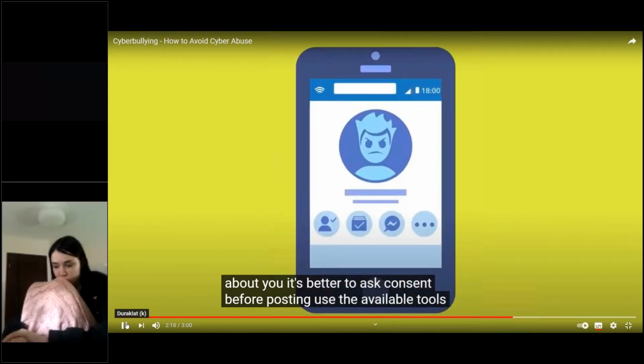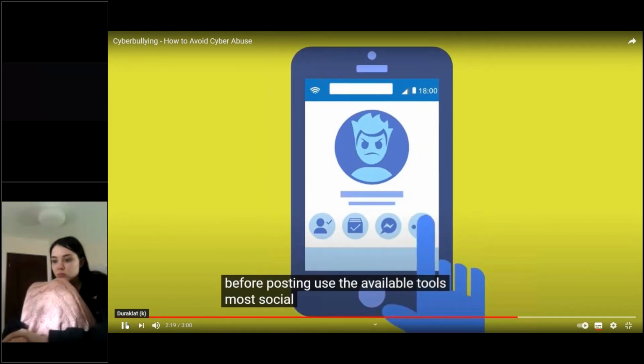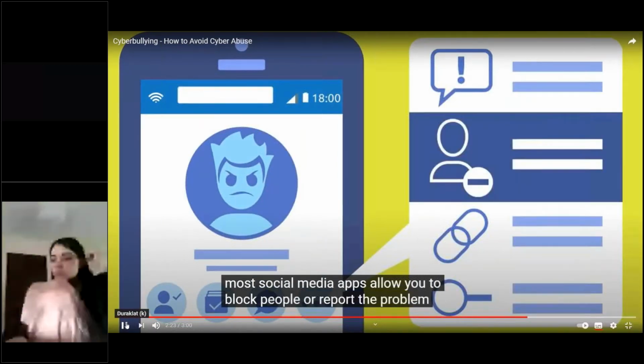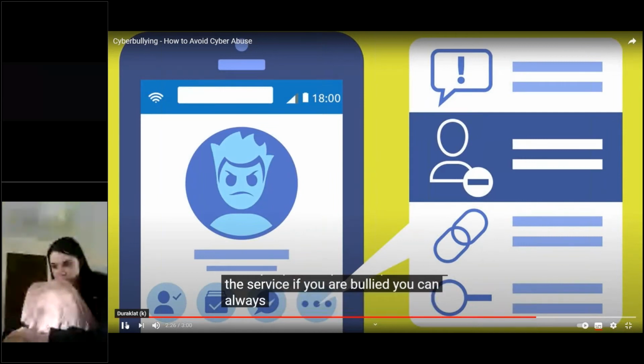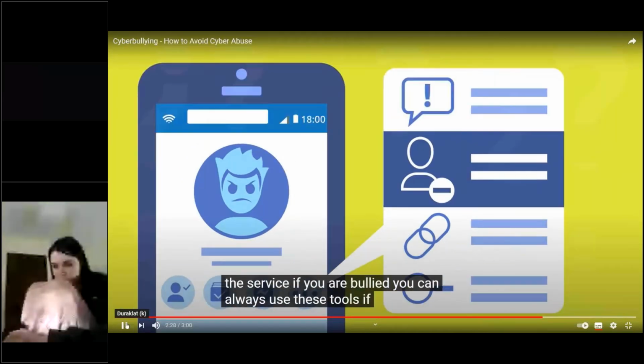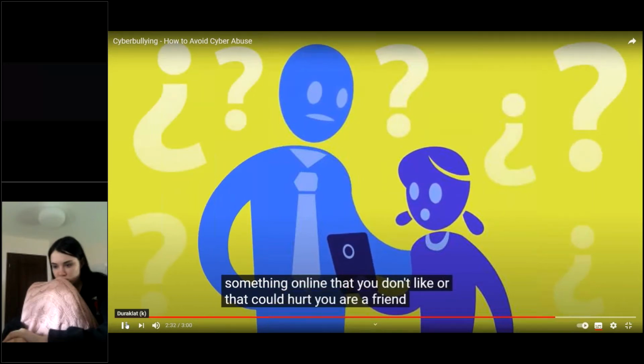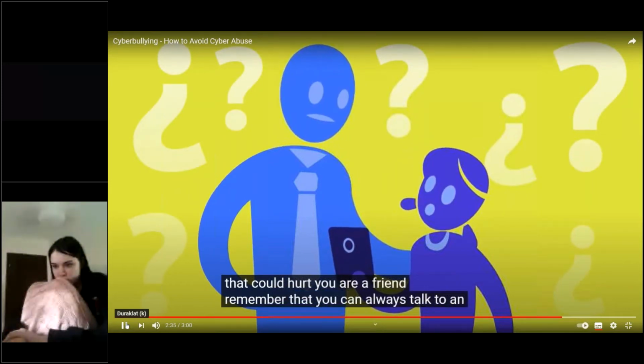Use the available tools. Most social media apps allow you to block people or report the problem to the service. If you are bullied, you can always use these tools. If you witness something online that you don't like or that could hurt you or a friend, remember that you can always talk to an adult.